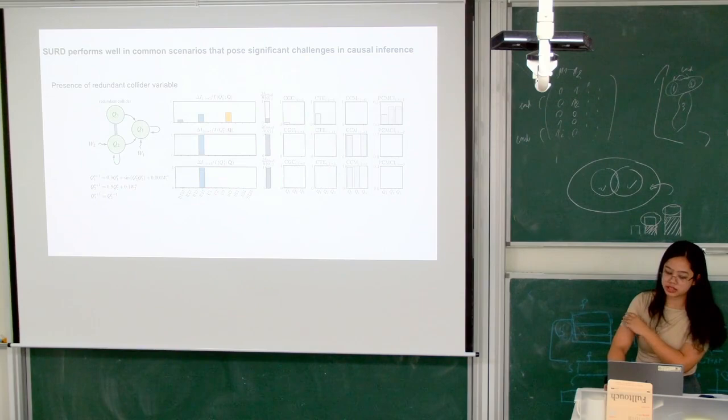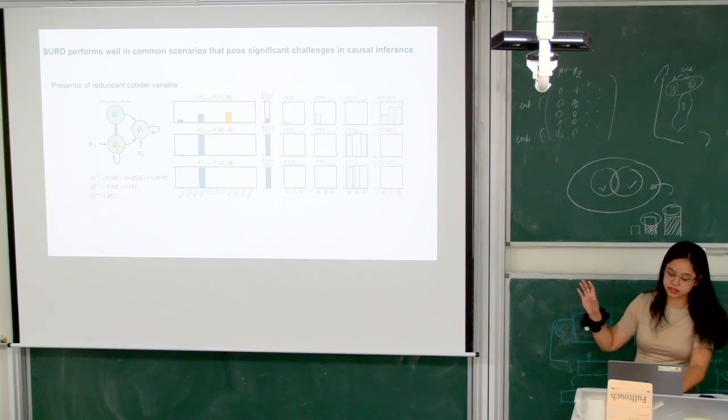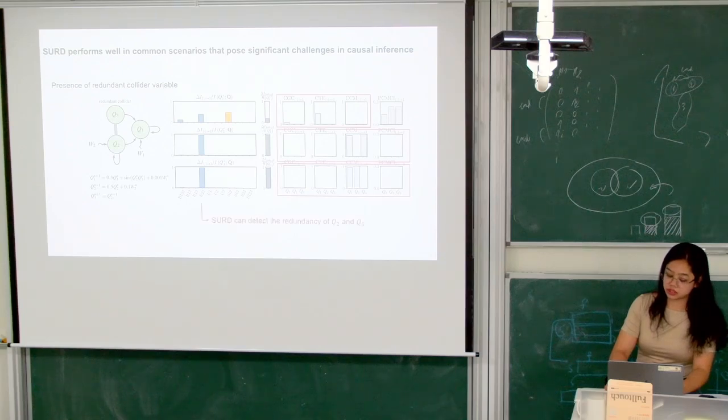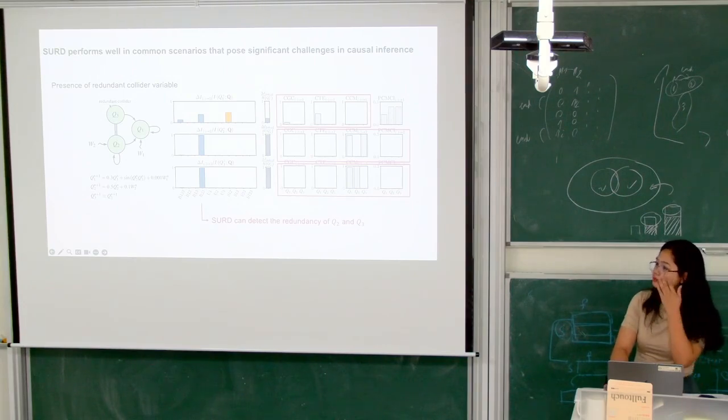But in the case where there is a redundant collider variable, what they did here is just equate the inputs from Q2 and Q3, and they both affect Q1. I think this is the case where even conditional transfer entropy fails. But in comparison, CERD can detect the redundant information or redundant causality from both Q2 and Q3.